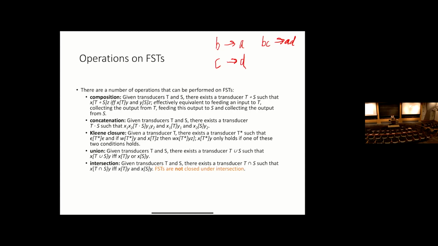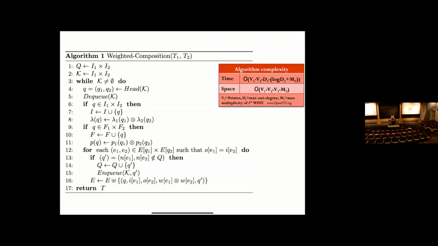Finally, there's intersection, which is very nice. It's like the reverse of union, as you might guess. But FSTs are not closed under intersection. Therefore, OpenFST, which you use in your homework, will not allow you to do intersection on FSTs. So some things that would be nice to do with intersection, you can't do in OpenFST directly. You have to think of another way to do them. This is just the algorithm for composition.